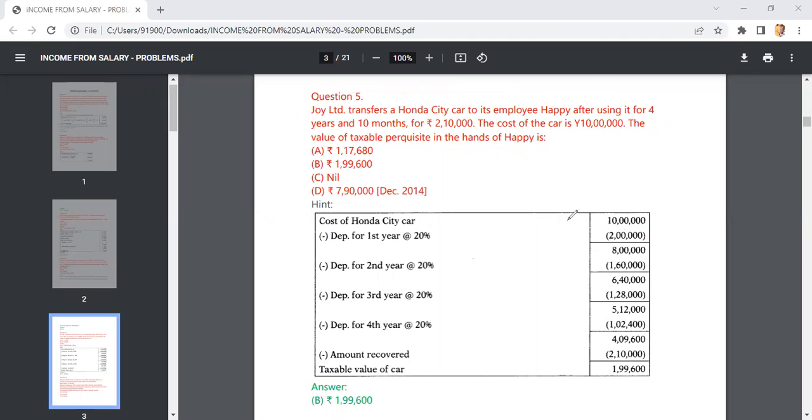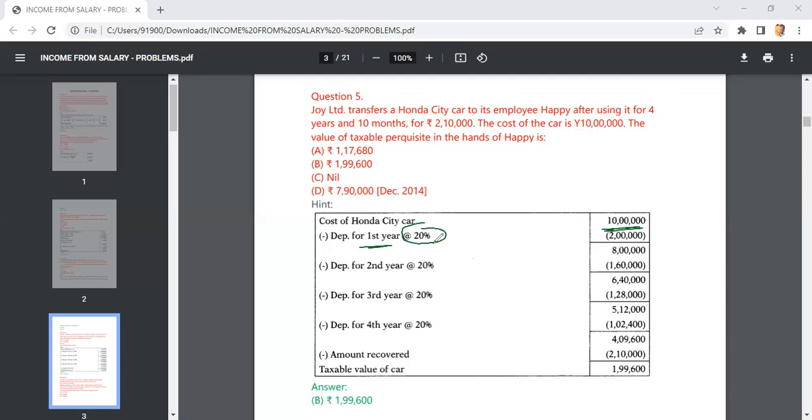So Honda City car, 10 lakh. For the first year we do 20% depreciation, because the usual depreciation rate for a car is 20%. About this you will be learning in the chapter on profits and gains of income from business, where you study the depreciation percentage for land and building, for computers, and so on. I think you might have already studied it, or you will be studying in future. For every asset we have a separate rate of depreciation, and we'll be calculating that rate here.